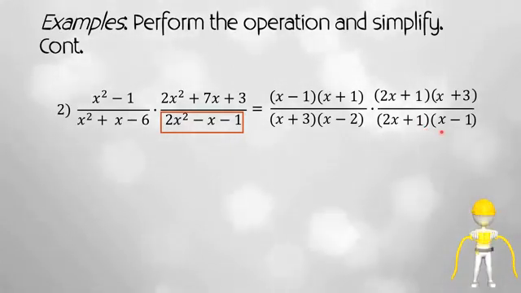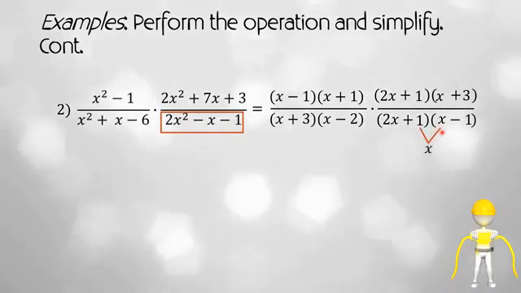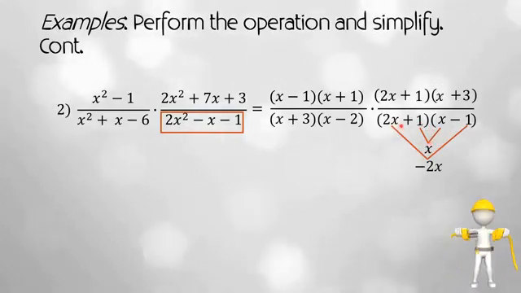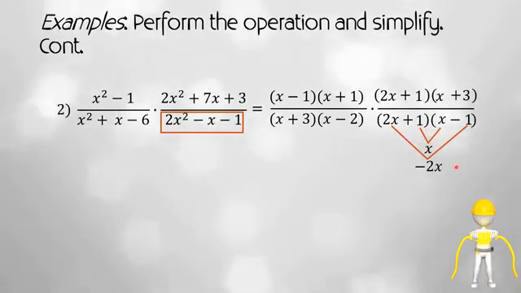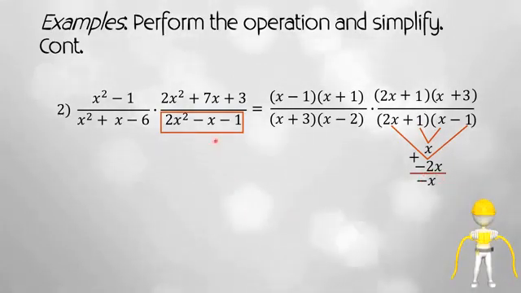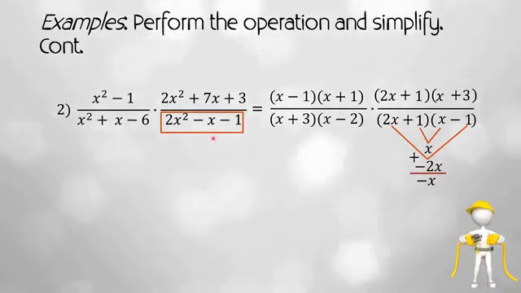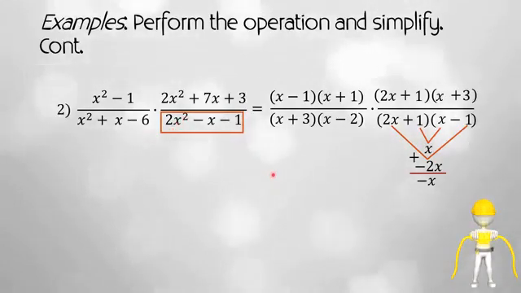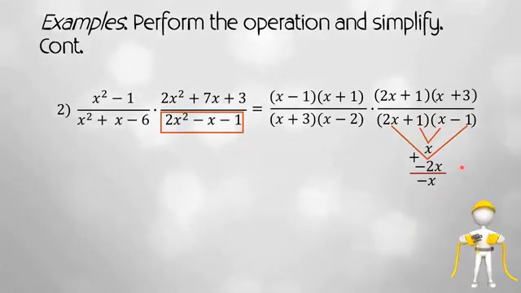Okay, so let's verify. Okay, let's find the outer term. You have 1 times x is x, and our inner term, you have 2x times negative 1 is negative 2x, and then you take the sum. The sum is negative x, which is also your middle term of the trinomial. Ito siya, yung if-ina-factor natin. Okay? So, therefore, our factor is correct. Okay? Kasi na-satisfy niya yung condition.